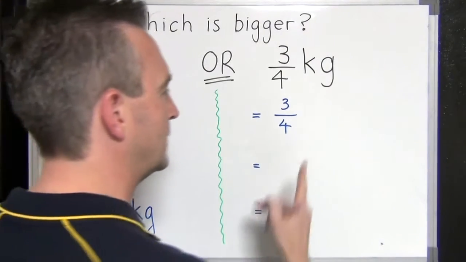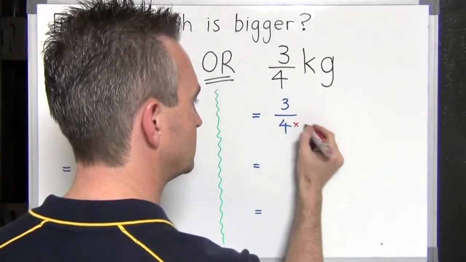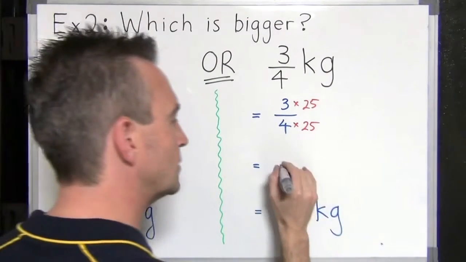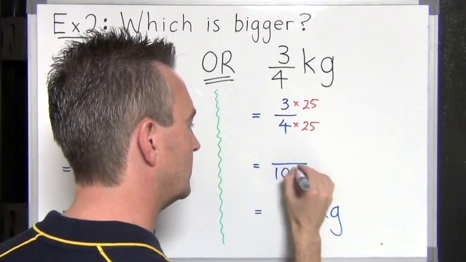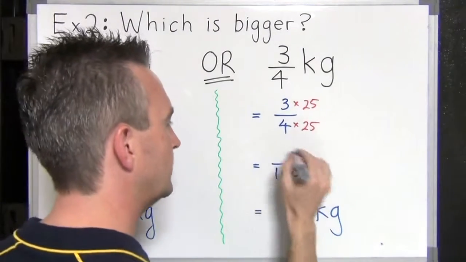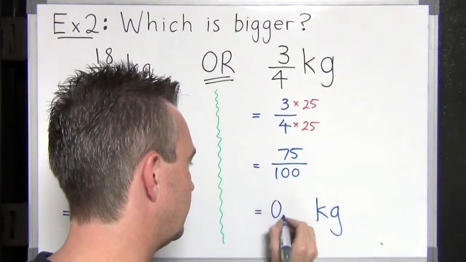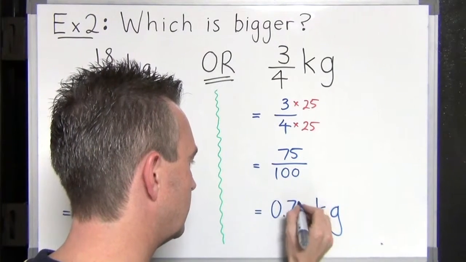And what about 3/4? How do I turn a 4 into 100? Multiply by 25. Top and bottom to be fair. Giving us 100 on the bottom, 4 times 25. And on the top, 3 times 25 is 75. There we go, as a decimal. Easy, that is 0.75.